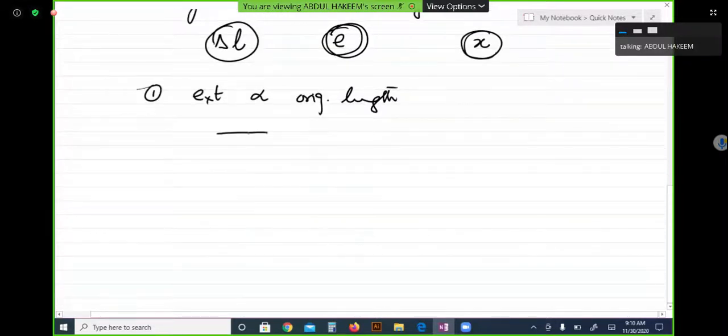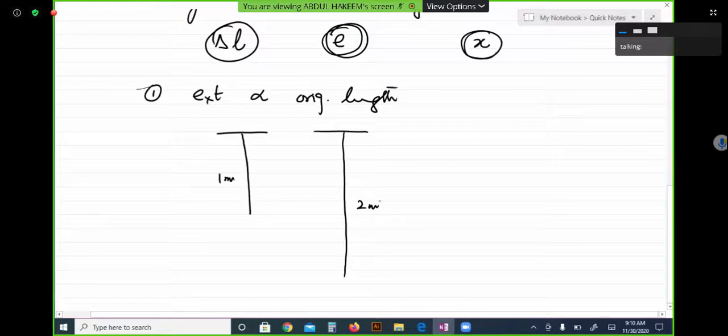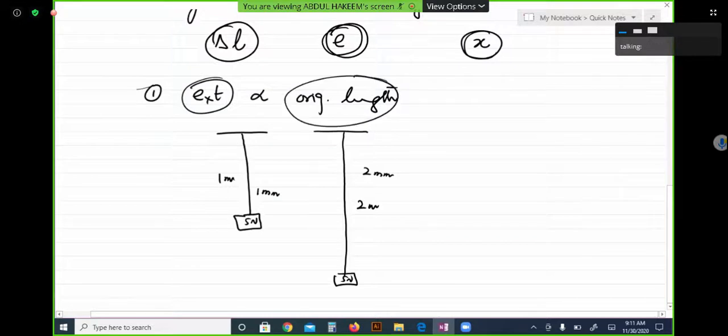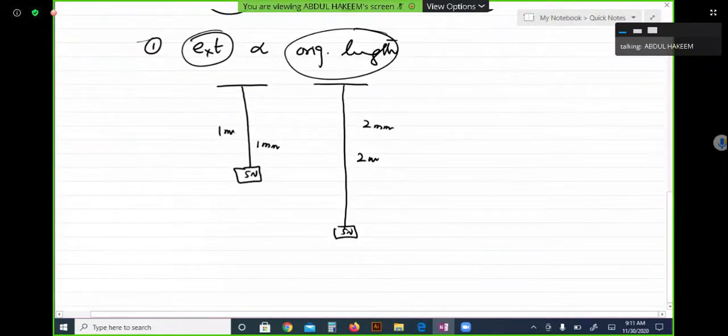For example, we have two wires. One is 1 meter and the other is 2 meter. Same diameter, same material, suppose they are copper, 1 meter long, 2 meter long, and the same load is hung with them, 5 Newton here, 5 Newton here. If this extends by 1 mm, then this will extend by 2 mm because extension is directly proportional to original length.